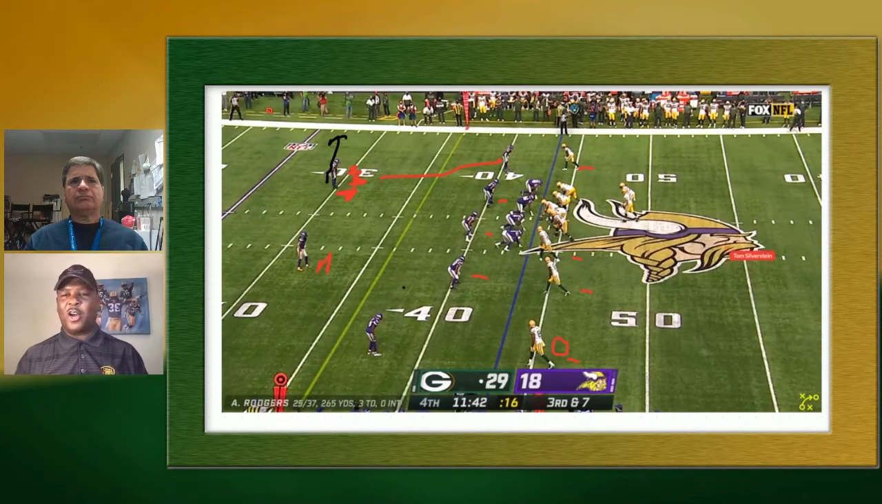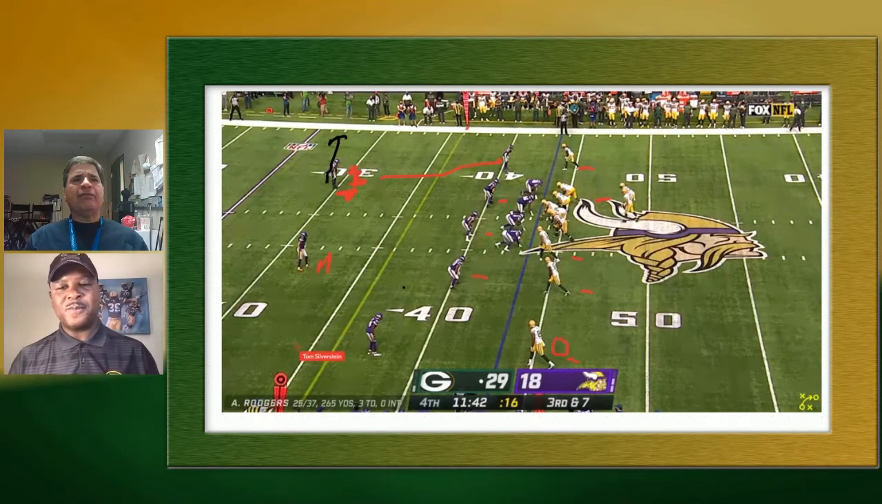What defense you say all the time: survive the down if we don't have the right personnel. Because if you run your nickel or dime personnel out there, they're definitely going to run the ball. Yeah, they'll do a draw to Aaron Jones. Exactly. Okay, so let's look at the next photo.